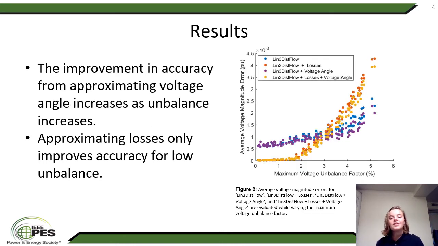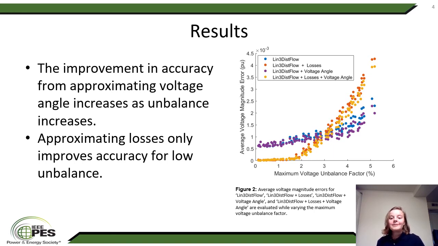This second set of results is what happens when we vary the maximum voltage unbalance factor of the network. So as you can see, adding the voltage angle to either just Lin3DistFlow or Lin3DistFlow with the approximated nonlinear loss term, both of those see an improvement at a large unbalance factor. This improvement is not as great when the unbalance factor is smaller, and this is as expected since the assumption that the voltages are balanced is more true at low unbalance than it is at high unbalance.